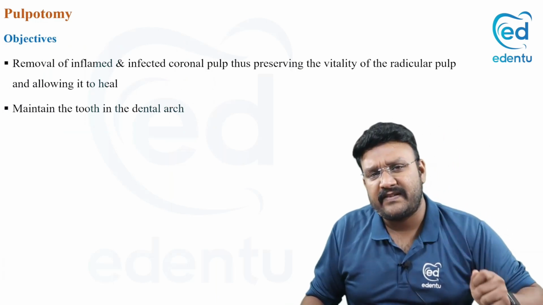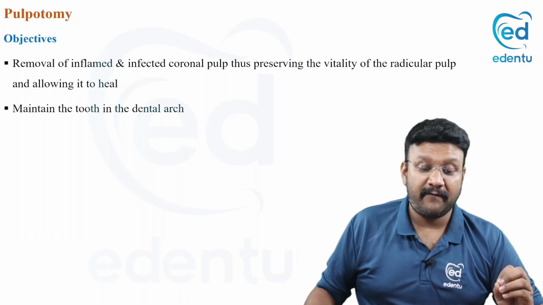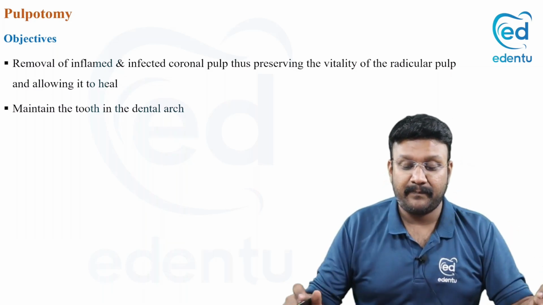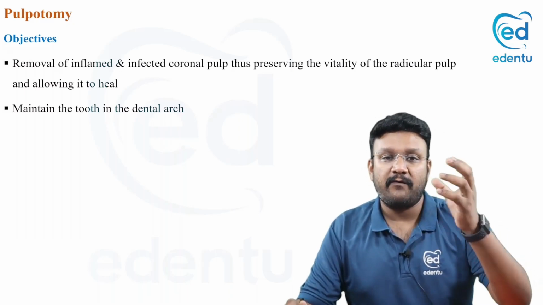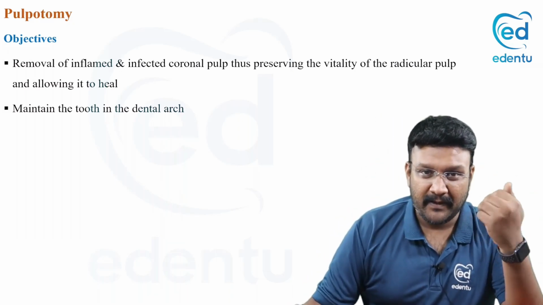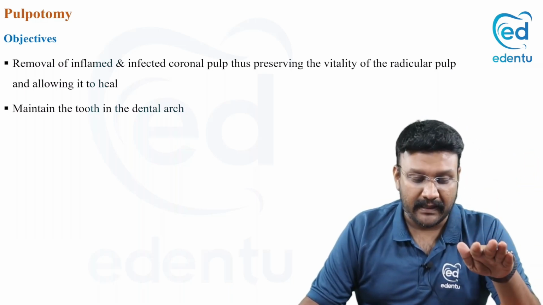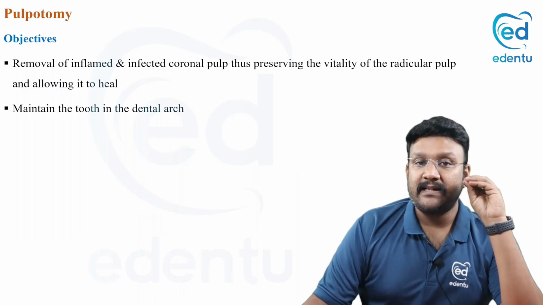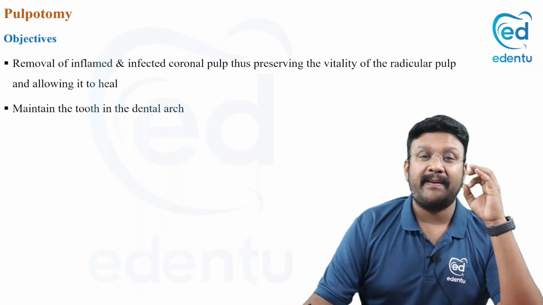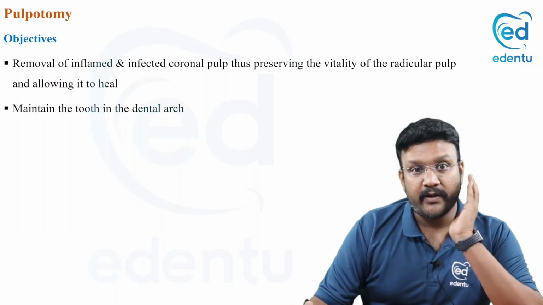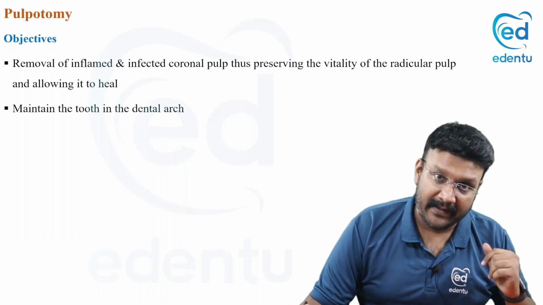Now coming to the objectives. Why do you want to do a pulpotomy? The main objective is removal of the inflamed and infected coronal pulp, thus preserving the vitality of the radicular pulp and allowing it to heal. So basically, the inflamed pulpal tissue has to be removed. Then you need to preserve the vitality of the tooth. You need to maintain the tooth in the arch, because a tooth that is retained acts as the best space maintainer. When the tooth is there in your arch, you are able to masticate and eat food, so masticatory function will be taken care of.